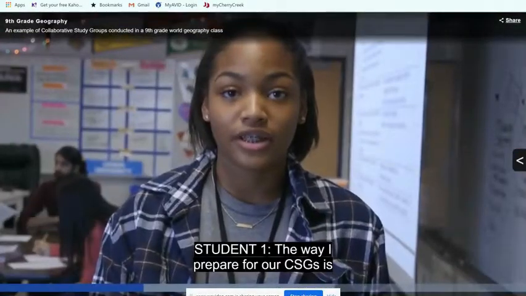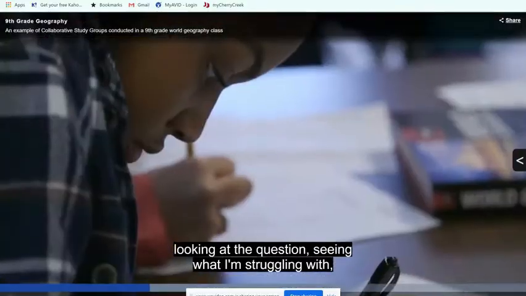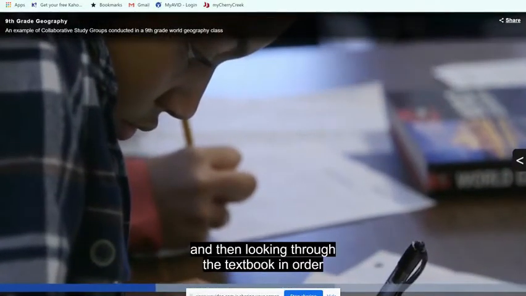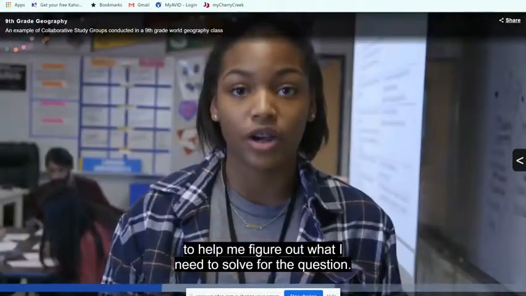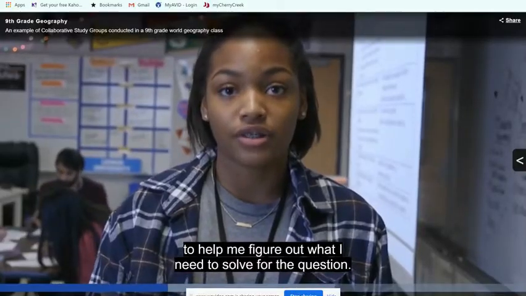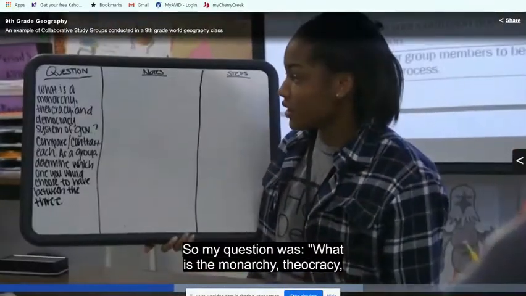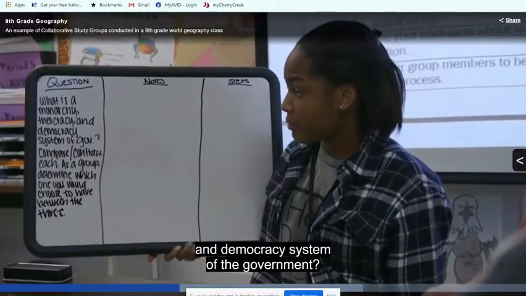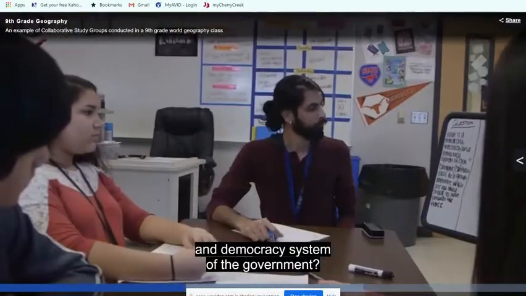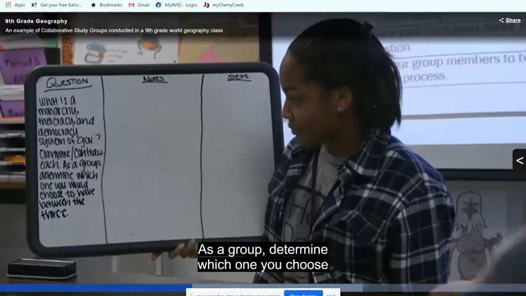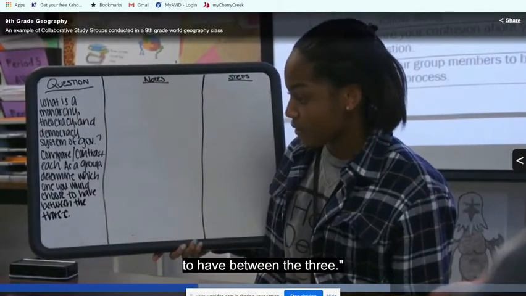The way I prepare for CSGs is looking at the question, seeing what I'm struggling with, and then looking through the textbook in order to help me figure out what I need to solve for the question. So my question was, what is the monarchy, theocracy, and democracy system of the government? Compare and contrast each. As a group, determine which one you would choose to have between the 3.